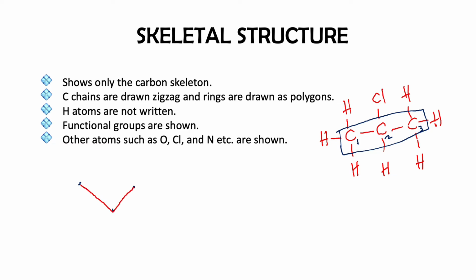Macam ni. So, dia nampak macam zigzag. Di sini, kita indicate dia carbon 1, carbon 2, carbon 3. Tapi hydrogen kita tak tunjuk. Kemudian ada Cl, Cl dekat carbon nombor 2. Cl kita kena tunjuk, so kita kena buat macam ni. Letak Cl. Okay, so apakah skeletal structure yang sebenarnya?